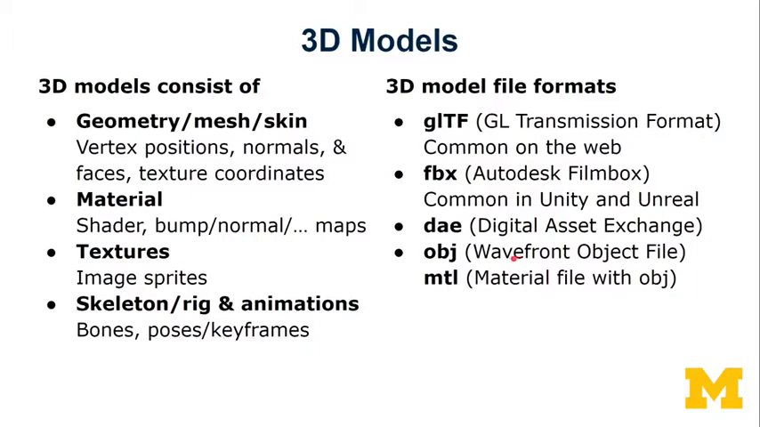And then OBJ and MTL material is a very early file format, still popular. Most tools will be able to export to OBJ, but then the material needs to be exported separately as an MTL. And then the textures usually come in JPEG or PNG, so you actually have three kinds of things you have to keep track of. GLTFs can be packaged into GLB files. That's something that I often do for my A-frame examples.